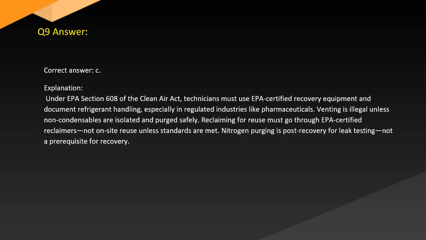Answer. Correct answer: C. Explanation. Under EPA Section 608 of the Clean Air Act, technicians must use EPA-certified recovery equipment and document refrigerant handling, especially in regulated industries like pharmaceuticals. Venting is illegal unless non-condensables are isolated and purged safely. Reclaiming for reuse must go through EPA-certified reclaimers, not on-site reuse unless standards are met. Nitrogen purge is used post-recovery for leak testing, not as a prerequisite for recovery.